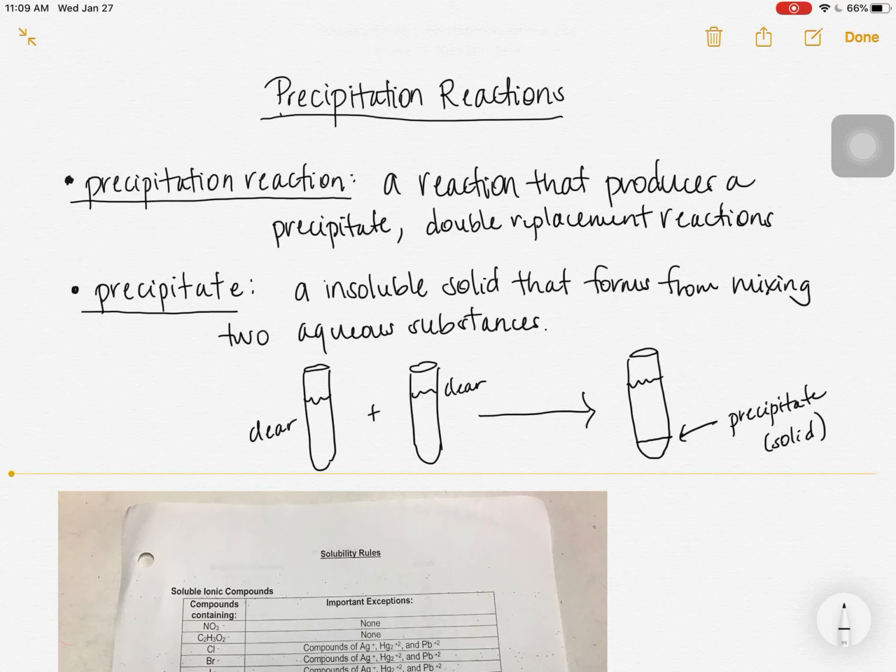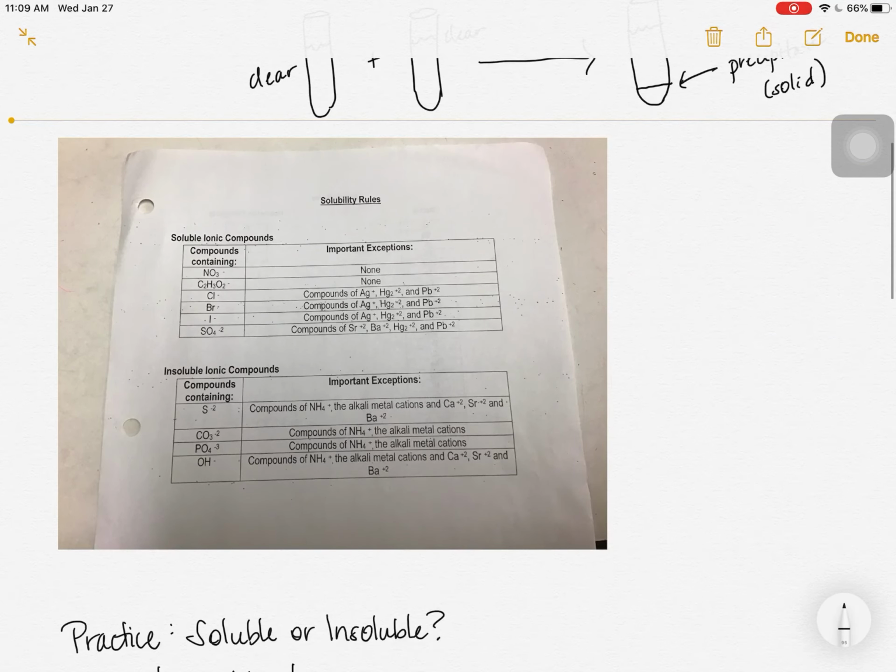So from here, one thing we have to talk about is that precipitation reactions and even double replacement reactions are governed by something that we refer to as solubility rules. The word soluble means to dissolve in water, and the word insoluble means does not dissolve in water. So what we're looking at now is how do we know to expect if something would dissolve in water or would not dissolve in water?